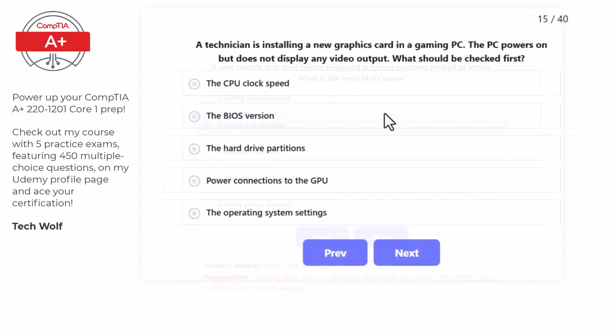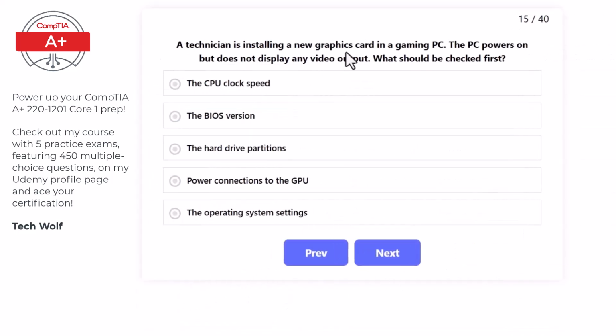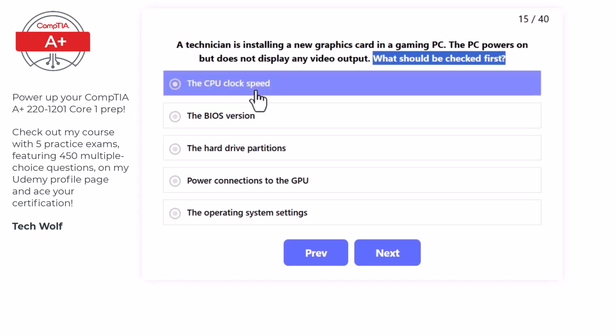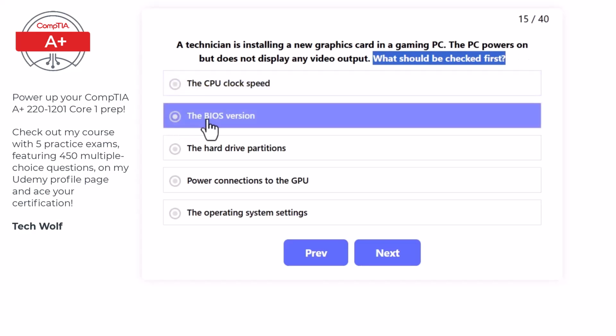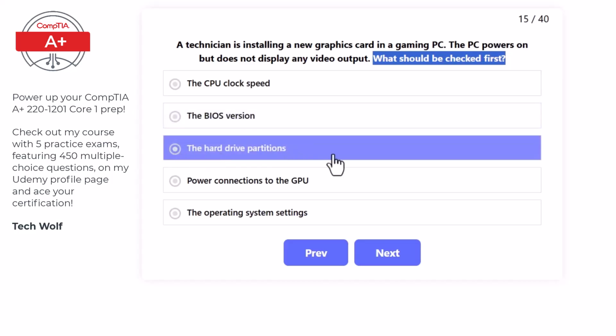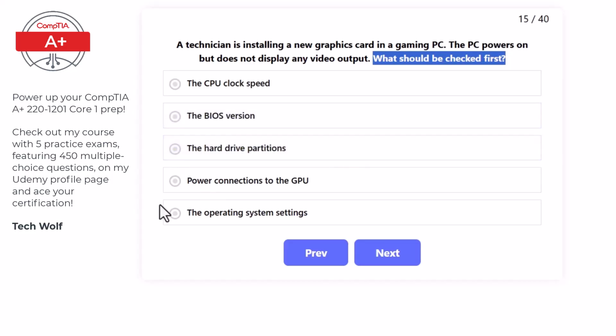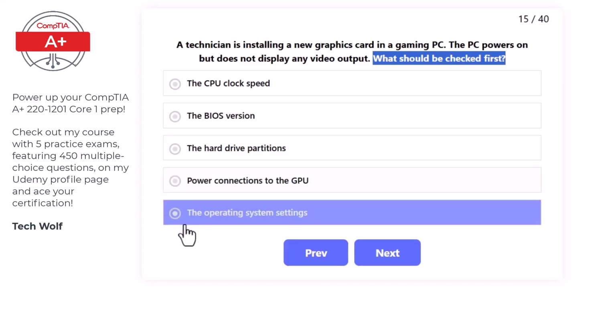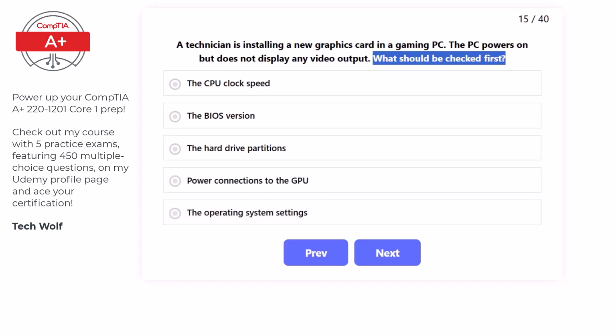And next question. A technician is installing a new graphics card in a gaming PC. The PC powers on but does not display any video output. So the technician has installed a graphics card, and the PC powers on but does not display any video output. What should be checked first? The CPU clock speed, the BIOS version, the hard drive partitions, power connections to the GPU, or the operating system settings.